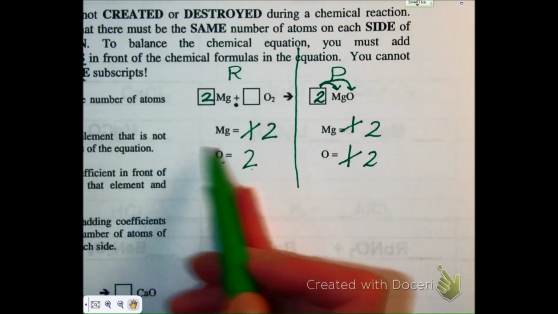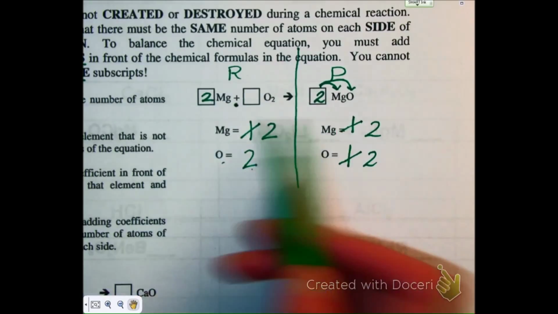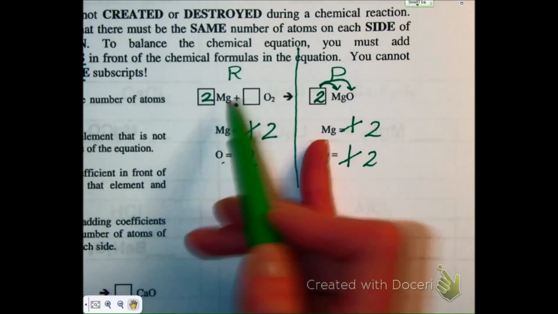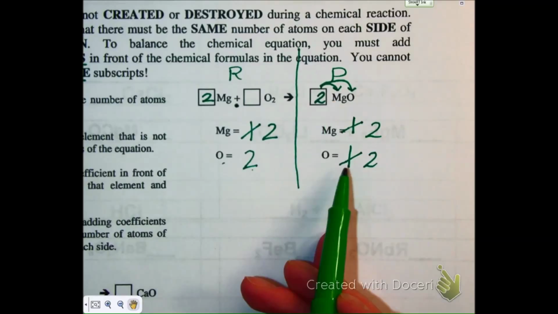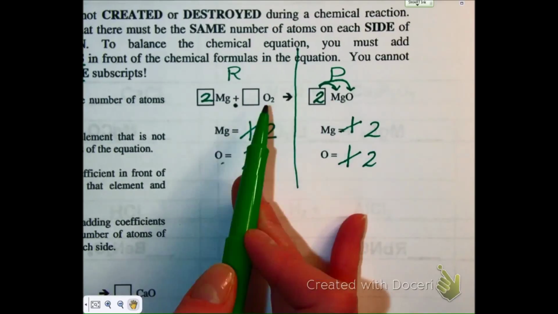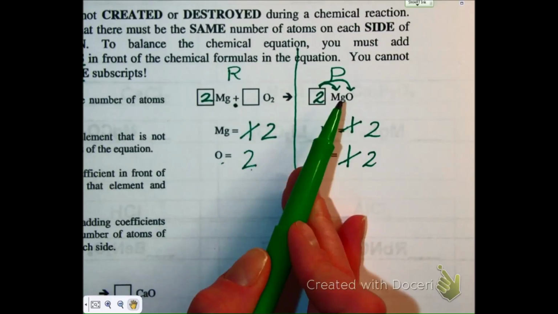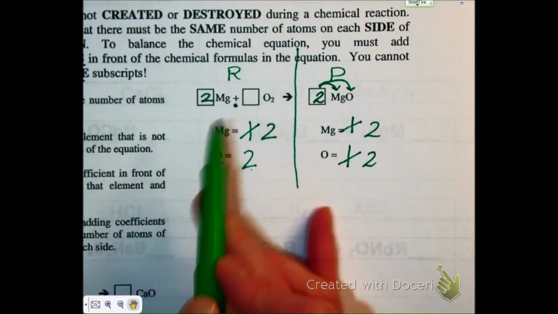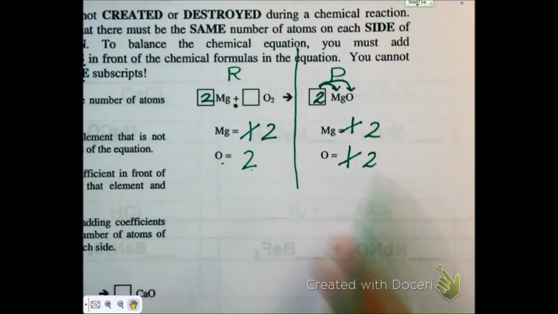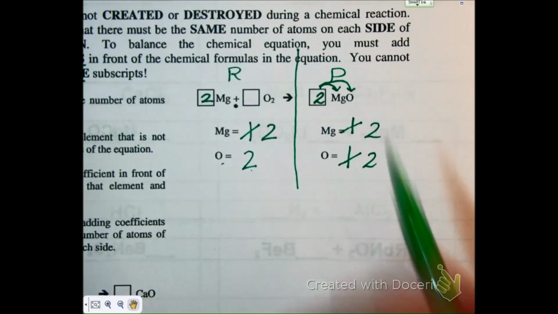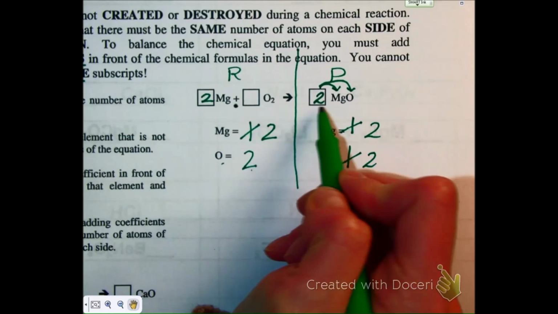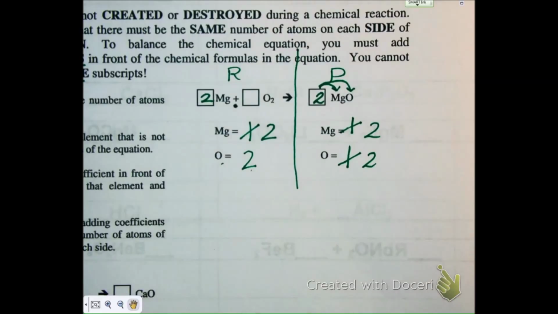So now, do my magnesium atoms match? I have 2 atoms that reacted to form 2 atoms. Do my oxygen match? They do. I have 2 oxygen that react to form 2 oxygen. You should always have the same number of atoms for each element on each side. That reflects the law of conservation of mass. So this is a balanced equation: 2Mg plus O2 yields 2MgO, magnesium oxide.